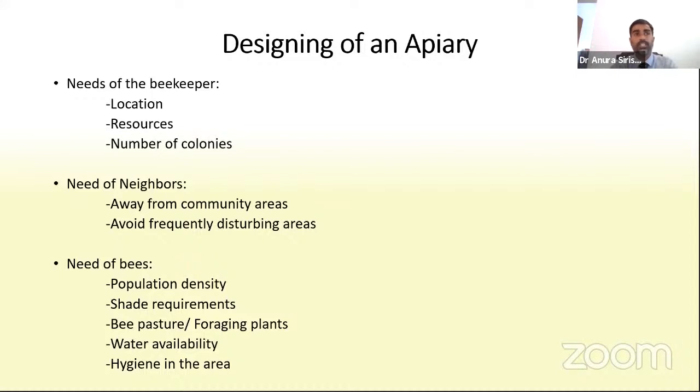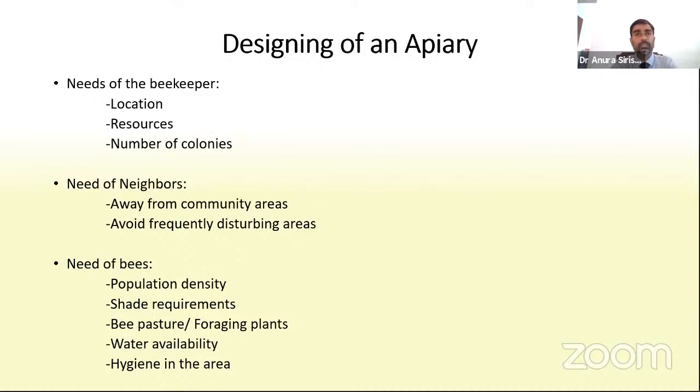Also, if there are some very strong colonies, they will go to other colonies and do some robbing. I think you have heard about this. So they compete with each other, and sometimes they attack each other, right? Therefore, there is a concern about population density. Based on the available resources, we have to decide how many colonies we can keep. And shade requirements: bees love to be in a shady environment.